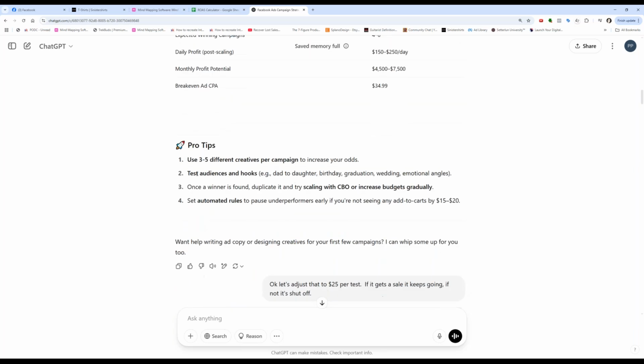Look at this. Pro tips: use 3 to 5 different creatives per campaign to increase your odds. Dead on. Test audience and hooks. Dad to daughter, birthday, graduation. Dead on. Once the winner is found, duplicate it and try scaling it with a CBO or increase budgets gradually. Dead on. Set automated rules to pause underperformers early if you're not seeing any add to carts by $15 to $20. Want help writing ad copy or designing creatives for your first few campaigns? I can whip some up for you too.